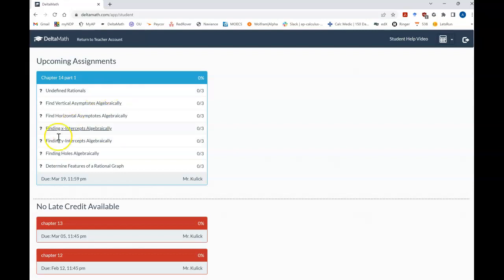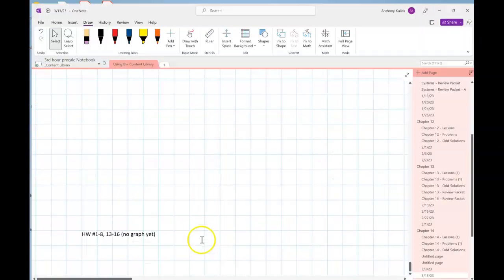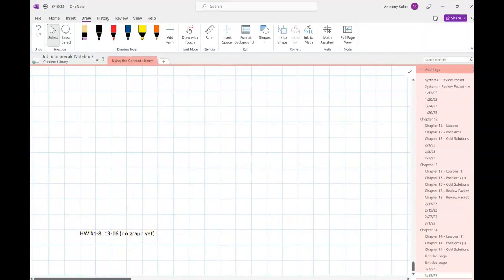So whether it's finishing your Delta Math, all sections, or you should be able to do 1 through 8 and 13 through 16, but don't graph those ones, even though the directions ask you to. We haven't covered that much yet. Just do the find-the-attributes part. And next class, we'll talk about how to put all this stuff together and get a graph out of it, and limit notation and stuff like that.